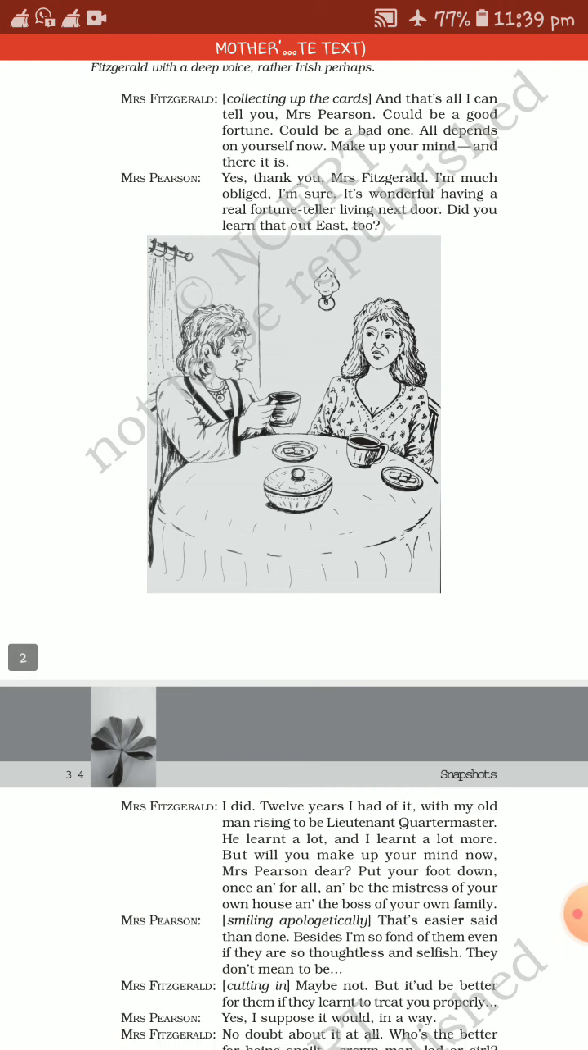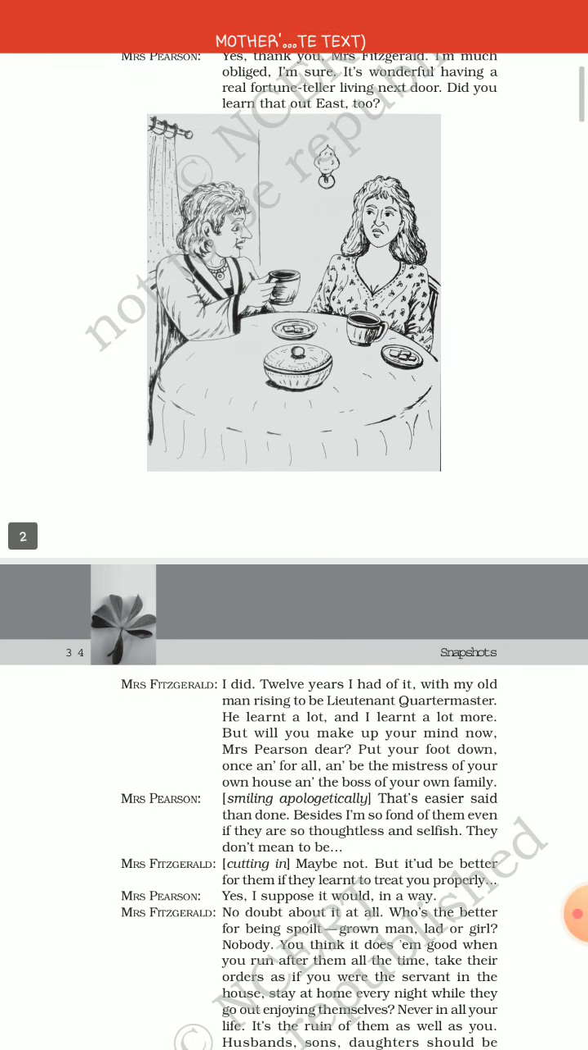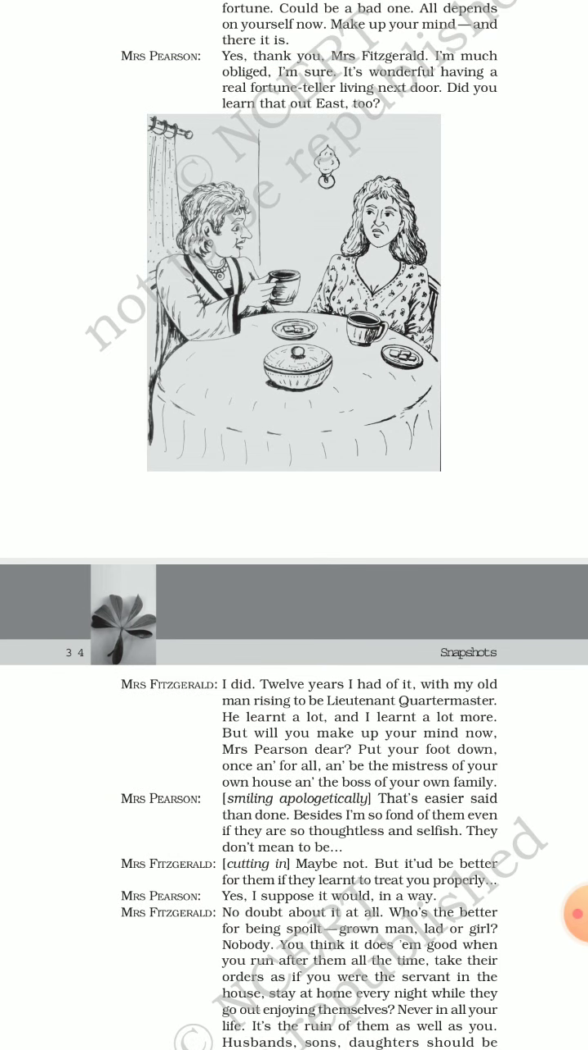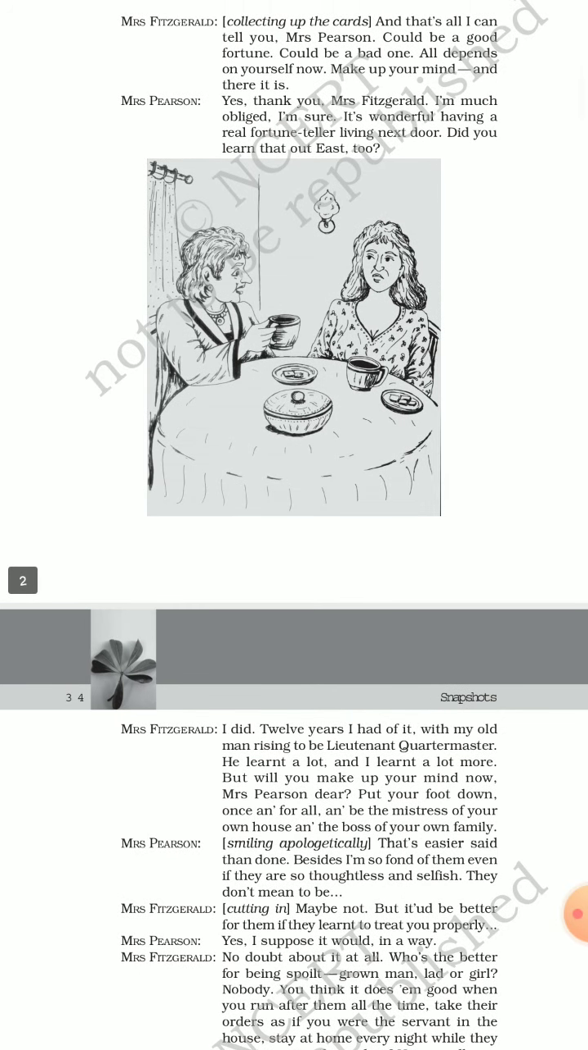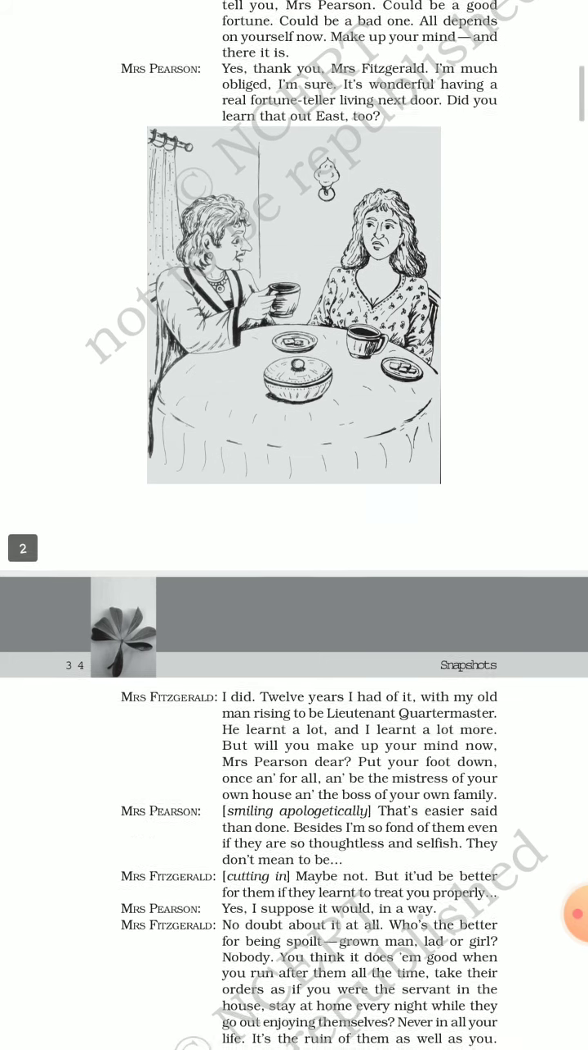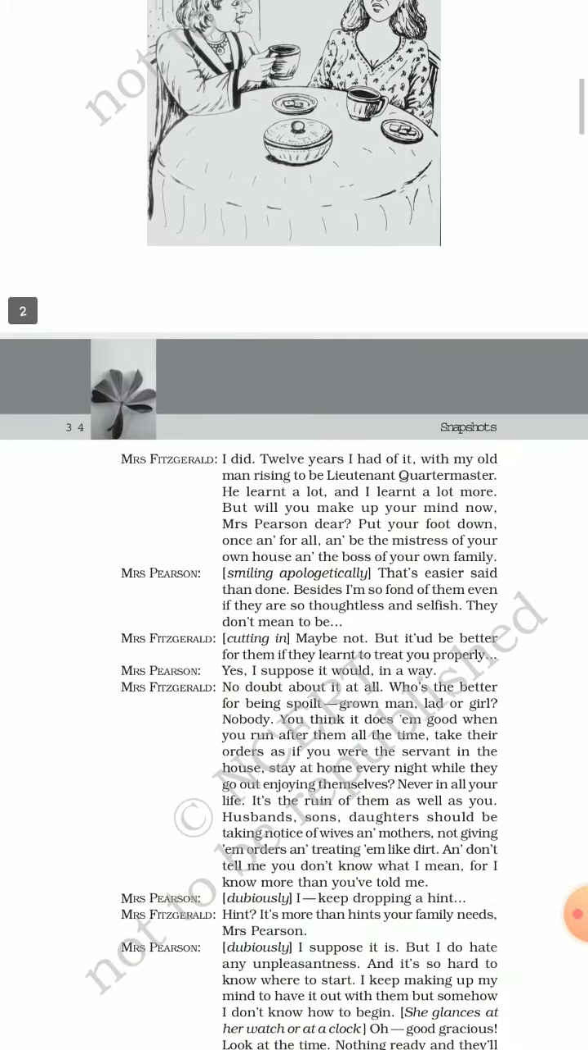Now, Mrs. Pearson, I already told you all that she is very generous, and not only that, she is very calm and composed. She is very graceful, and she is thankful for everything. Now, she asked Mrs. Fitzgerald, where have you learned this particular magical trick? Did you learn it in the Eastern country? Now let us come to the dialogue of Mrs. Fitzgerald.